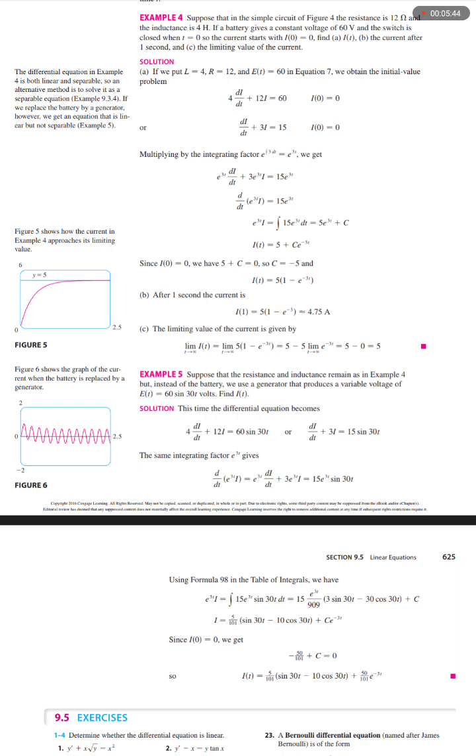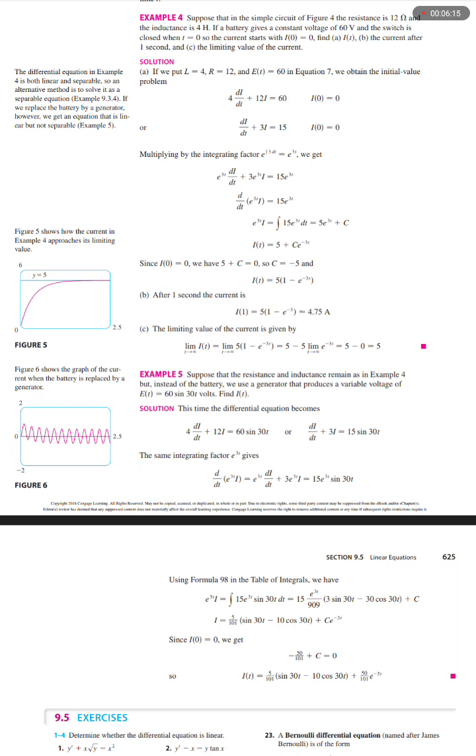The same integrating factor e to the power 3t gives d/dt of (e to the power 3t I) equals e to the power 3t times dI/dt plus 3 times e to the power 3t times I equals 15 times e to the power 3t sine 30t.